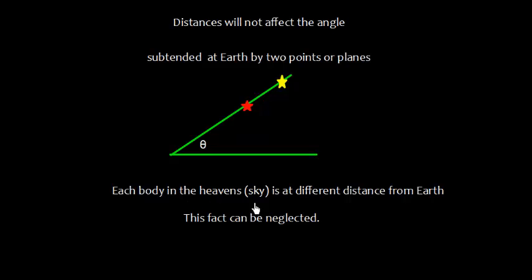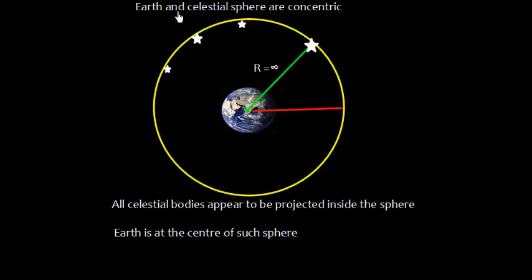So each body in the sky is at a different distance from Earth. This fact, of course, can be neglected. Earth and celestial sphere are concentric, and all celestial bodies appear to be projected inside the sphere. Earth is at the center of such a sphere.